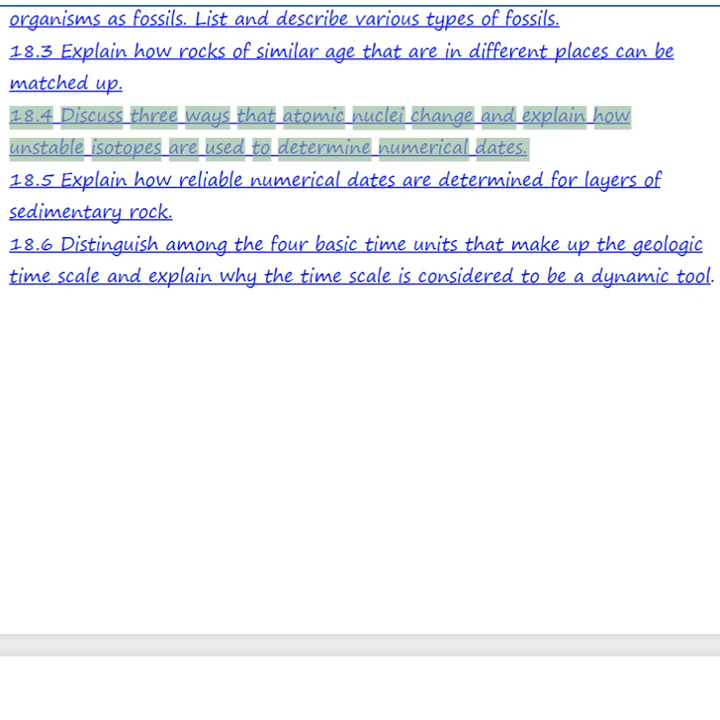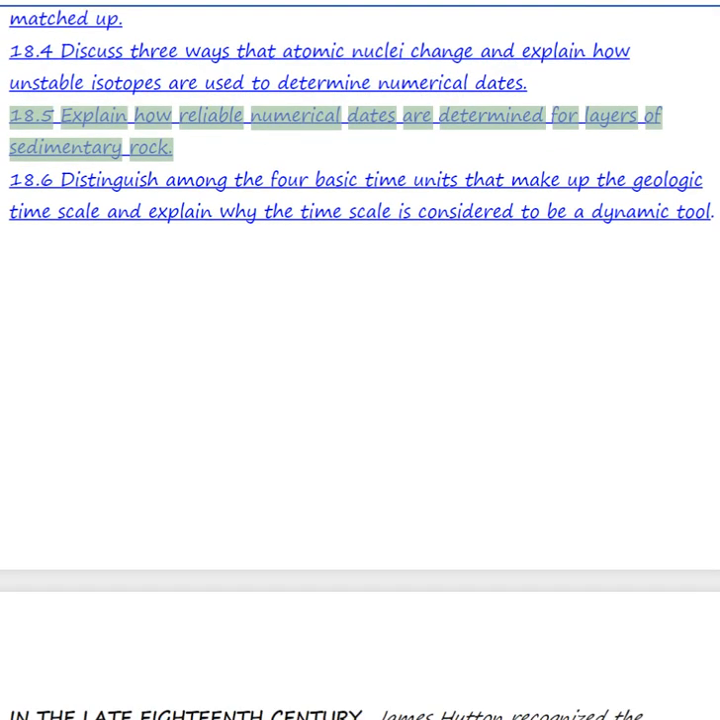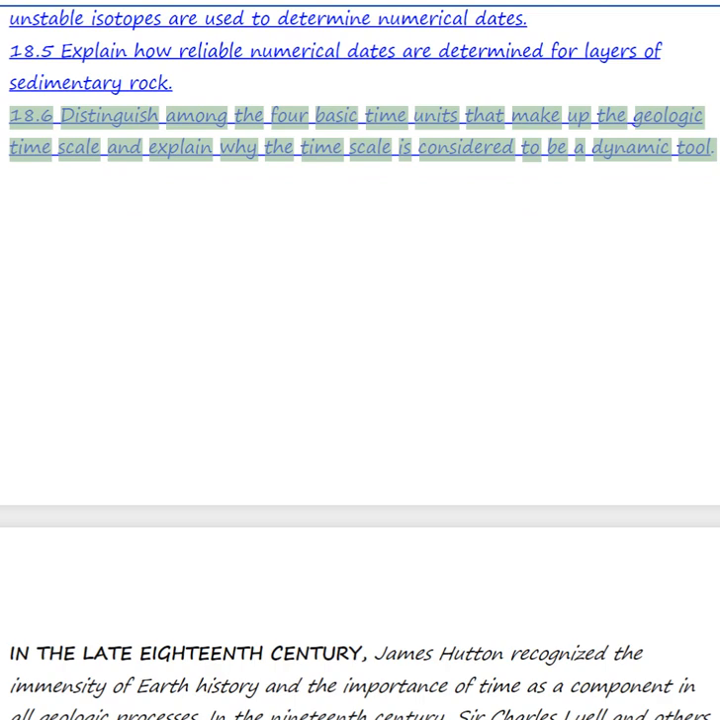18.4 Discuss 3 ways that atomic nuclei change and explain how unstable isotopes are used to determine numerical dates. 18.5 Explain how reliable numerical dates are determined for layers of sedimentary rock. 18.6 Distinguish among the 4 basic time units that make up the geologic time scale and explain why the time scale is considered to be a dynamic tool.